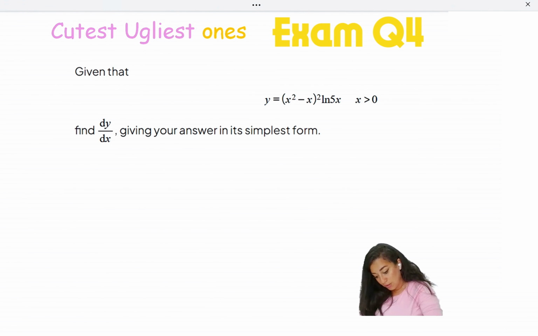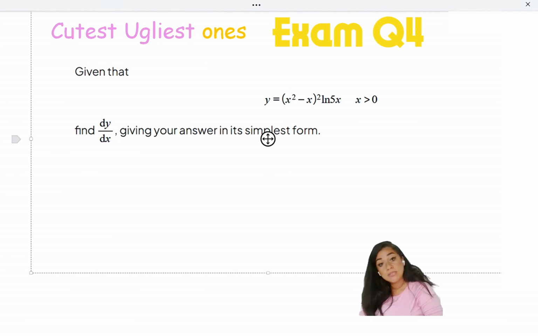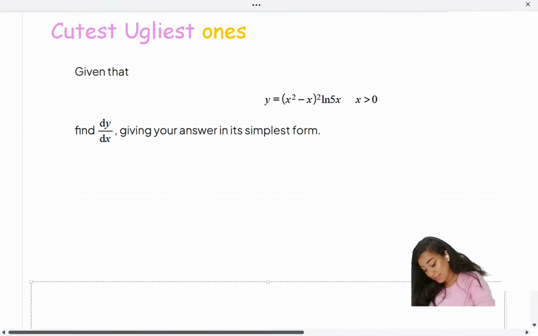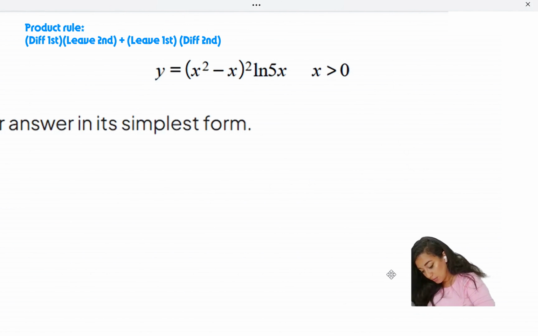So let's go for a bright orange. So you've got y equals this. How do you know it's a product rule? We know now because it's this times that and you can't get rid of the x's. Let's differentiate this. So we end up with dy over dx. Differentiate first. Let's differentiate this.